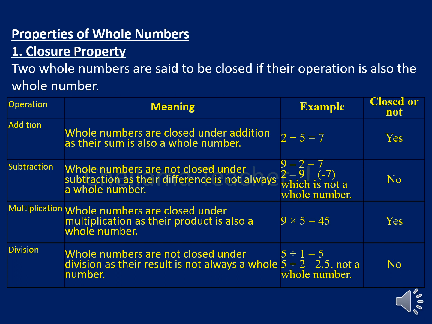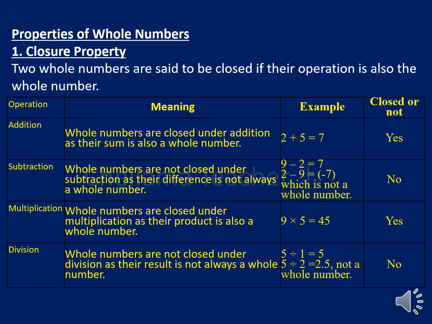Next is multiplication. Whole numbers are closed under multiplication as their product is also a whole number. 9 into 5 is equal to 45. So the whole numbers are closed under multiplication.